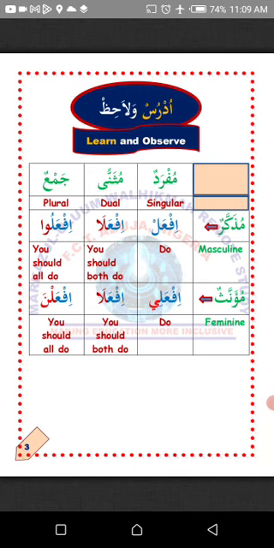So if there are more than two, you go and replace ya'un in if'ali with nunun carrying fataha. Then you give sukun to the letter before it. So the verb if'ali will now become if'alna, which means you should all do, commanding a group of female persons. La'alaka fahimt? I hope you understand. MashaAllah.